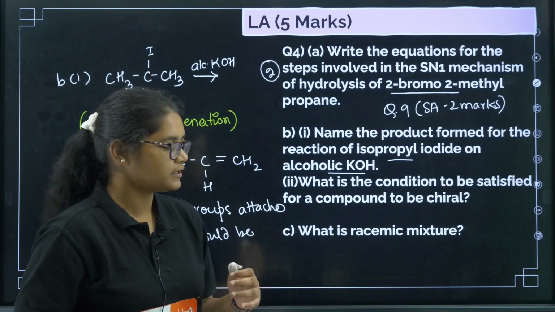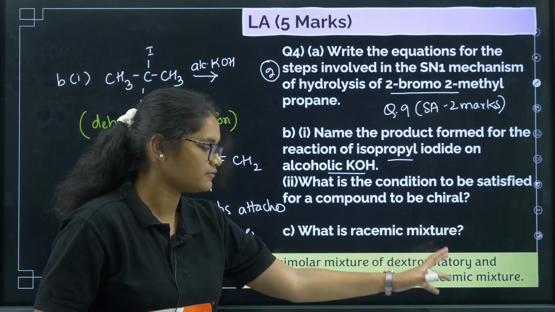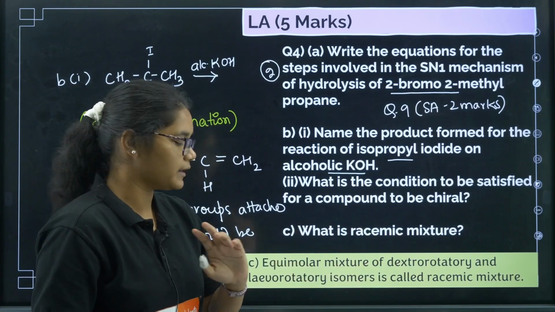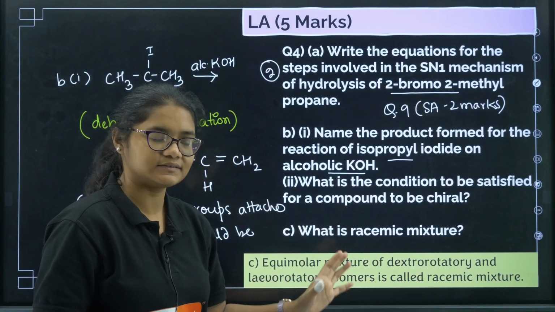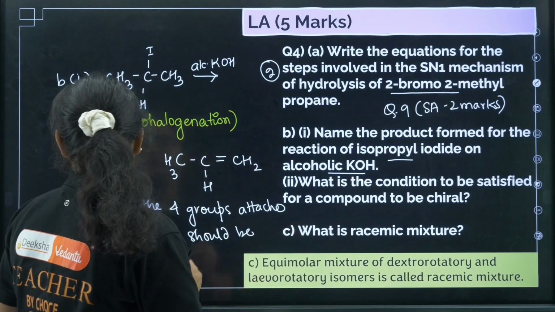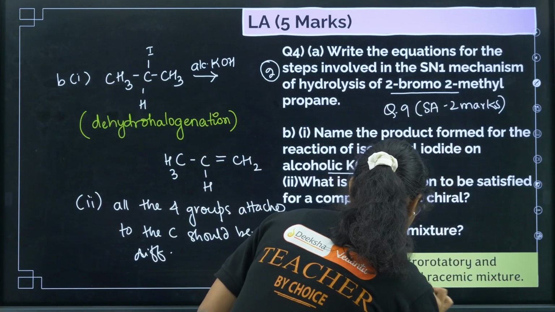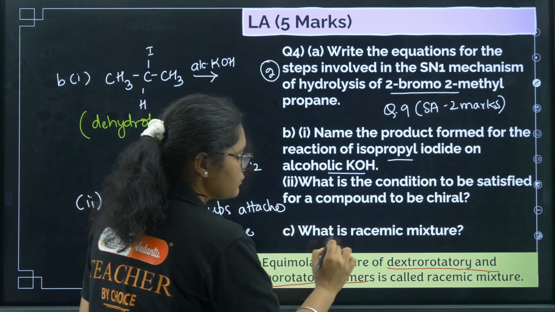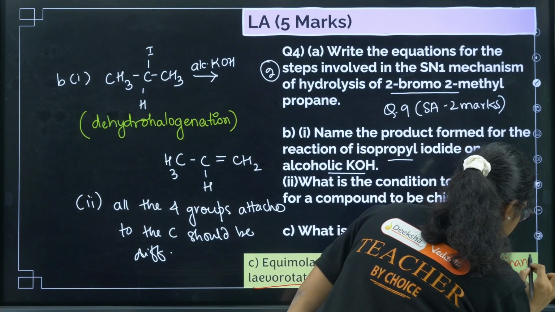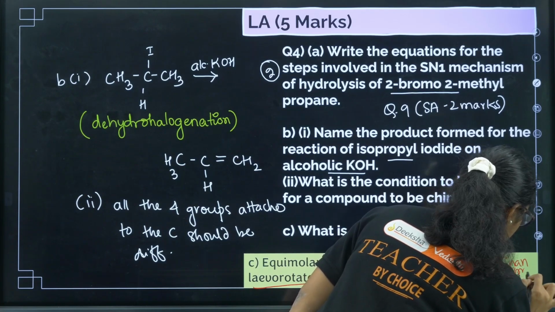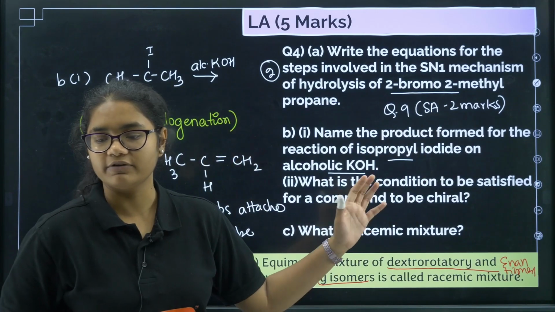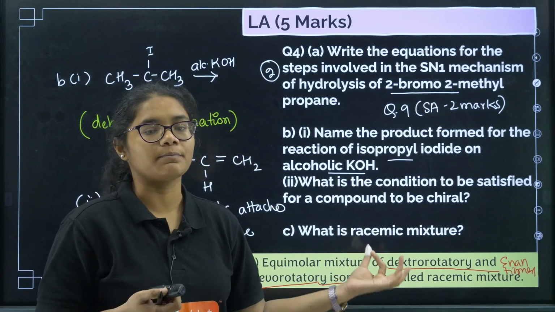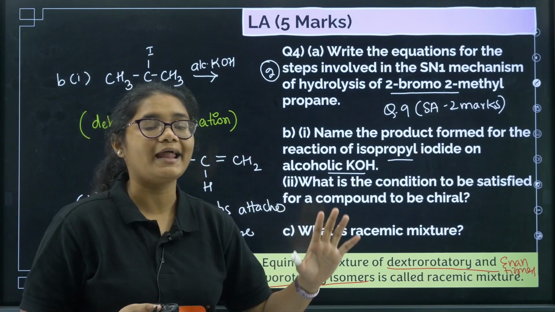Next, what is a racemic mixture? A racemic mixture is the equimolar mixture of dextrorotatory and levorotatory isomers, or else you can write down that the equimolar mixture of enantiomers is called a racemic mixture. Instead of writing dextrorotatory and levorotatory isomers, you can write equimolar mixture of enantiomers. Another point, if you want, it has no optical activity, it is an optically inactive mixture.